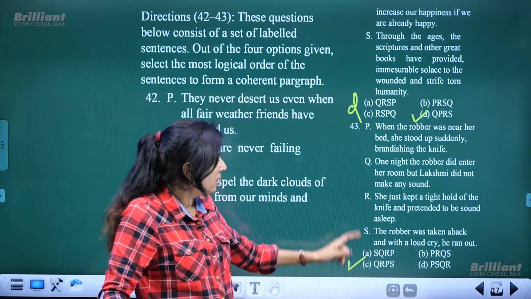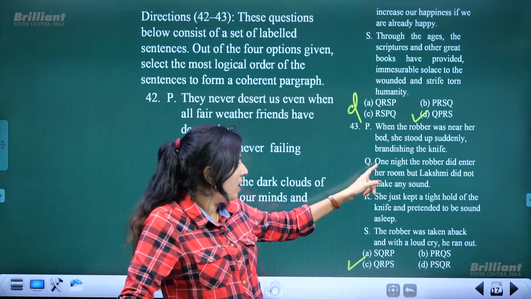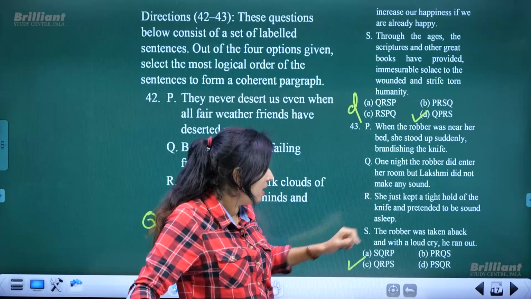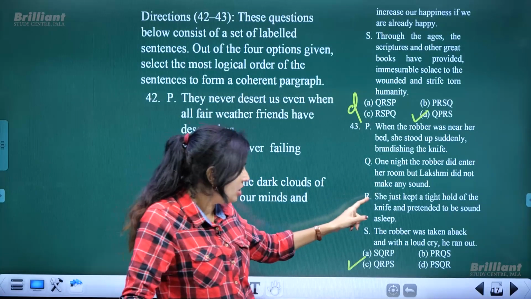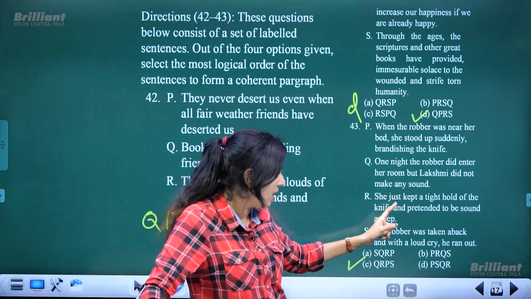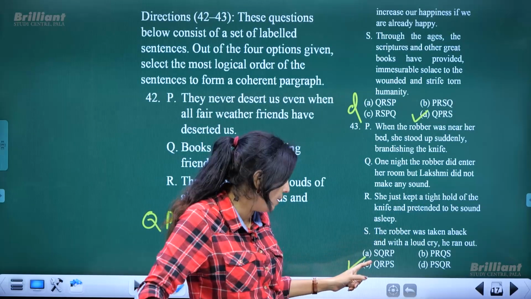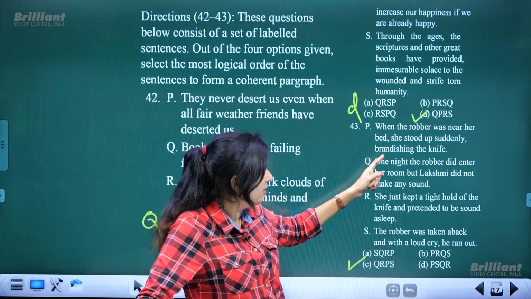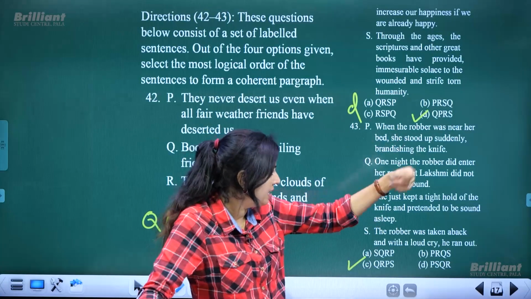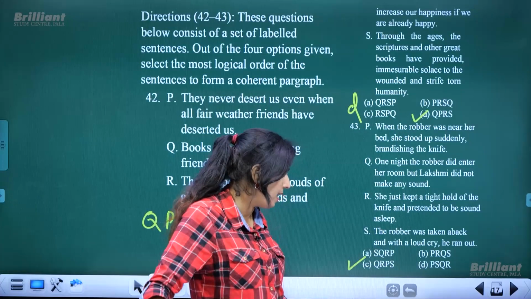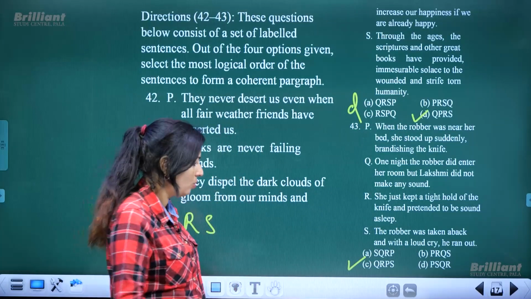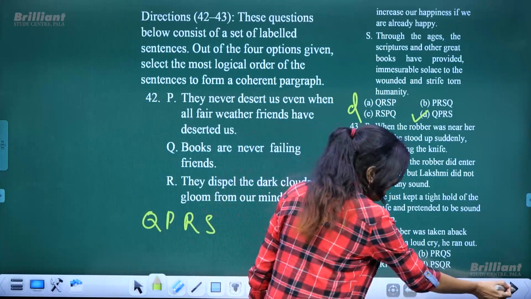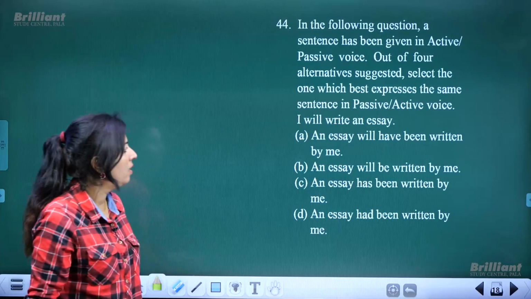QRPS means, one night the robber did enter her room, but Lakshmi did not make any sound. She just kept a tight hold of the knife and pretended to be sound asleep. And when the robber was near her bed, she stood up suddenly, brandishing the knife. The robber was taken aback, and with a loud cry, he ran out. So, option number C, QRPS. These two questions were also very simple, right?